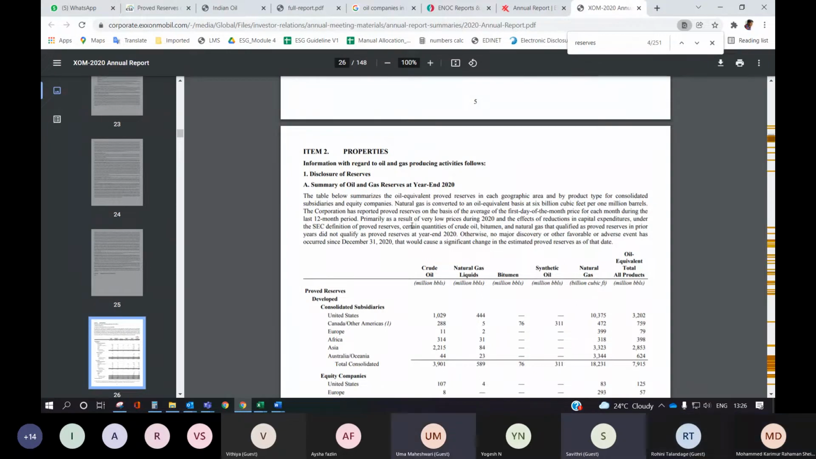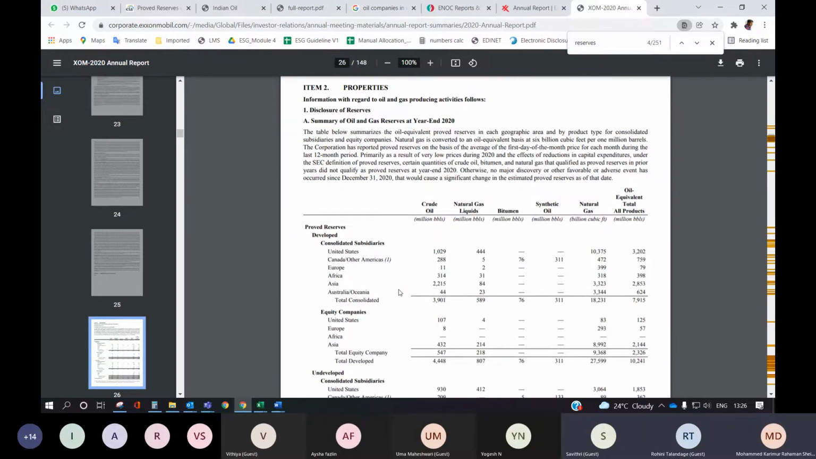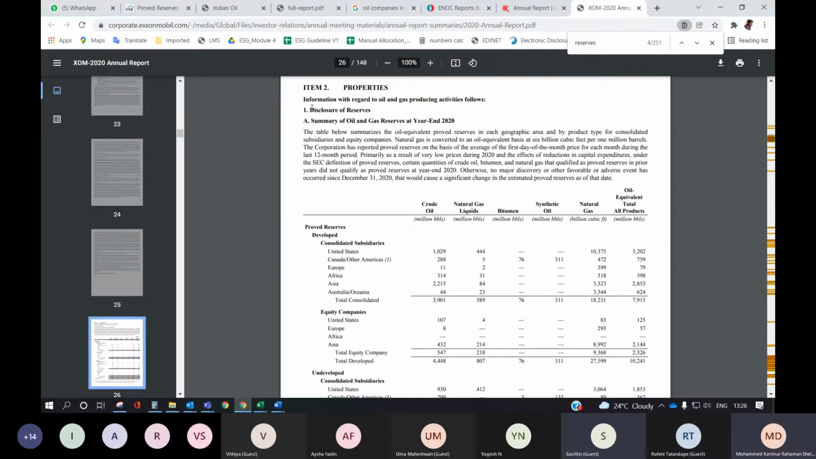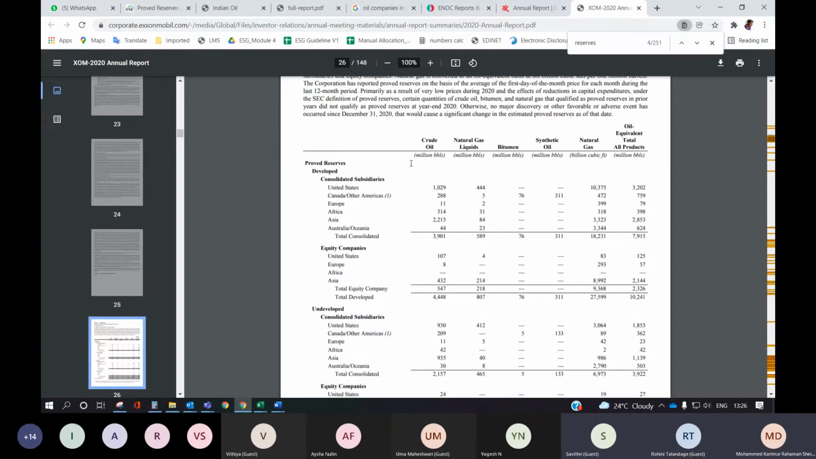PDF? Yes, sir. So this is a company called Exxon Mobil. This is a US company, an oil generation company. Under this company, the reserve data will be disclosed in this format only. The heading will be like disclosure of reserves, or summary of oil and gas reserves at the year end 2020. So this is how the reserve data will look.